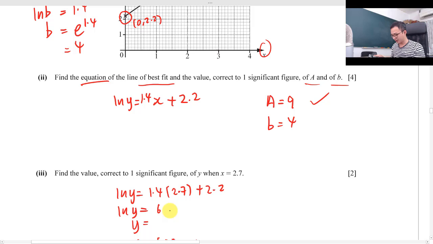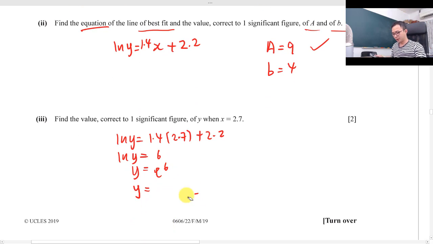Yeah, so it's almost 6, so it's e to the power of 6 here. So e^6 here, you should round off to 400. Alright, so yeah, sorry for the confusion here. So yep.